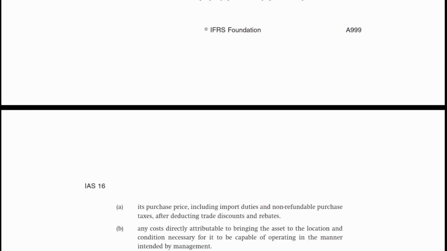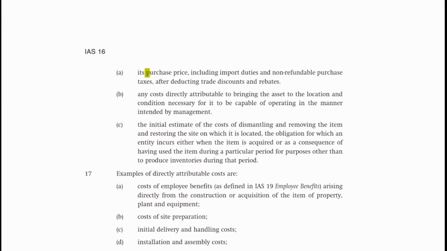And the standard tells us that we should include its purchase price, and that would include any import duties and non-refundable purchase taxes like VAT. But notice after deducting any trade discounts and rebates. We can also include any cost directly attributable to bringing the asset to the location and condition necessary for it to be capable of operating in the manner intended by management. And we should also include any initial estimate of any cost of dismantling and removing the item when it comes to the end of its life.